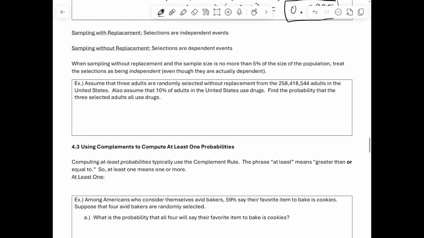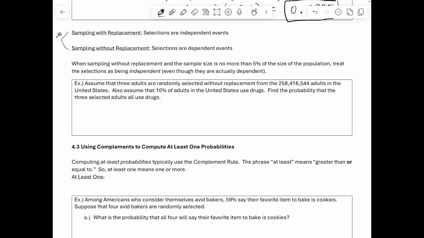Right underneath the example, it says sampling with replacements and sampling without replacements. Sampling with replacements means selections are independent of one another. In sampling without replacements, they are dependent on each other. Sampling with replacements is like grabbing a sock out of a drawer and then putting it back, whereas sampling without replacements would be taking that sock and putting it on your foot. That changes what is in that drawer for the second pick.